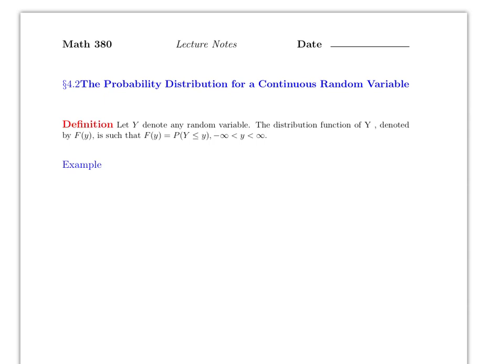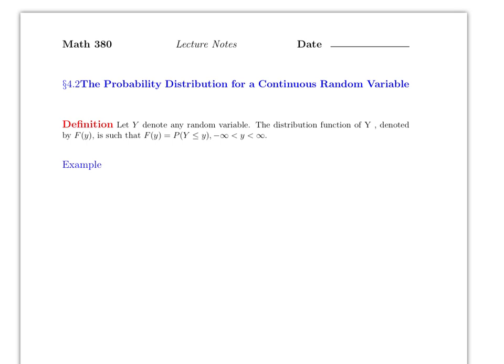Hello everyone, this video covers sections 4.2 to 4.5 from the textbook. The whole chapter, now we're gonna switch from discrete to continuous random variables. So in a sense we're gonna do the exact same thing we did in chapter 3, except that now we're gonna focus on continuous instead of discrete random variables.